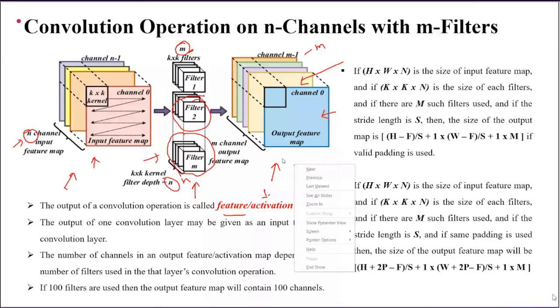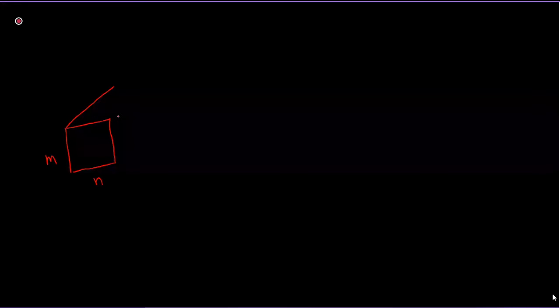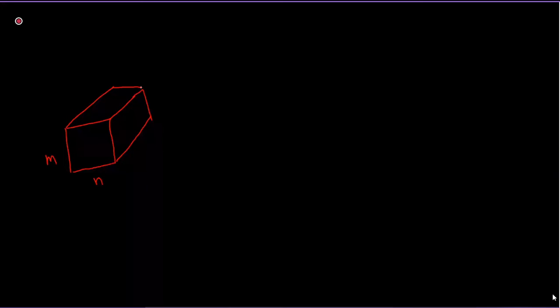In general, suppose the height of the input image is m, the width of the input image is n, and the number of channels is 3. I am talking about the input to the first convolution layer. So in the first convolution layer, this is our input image.